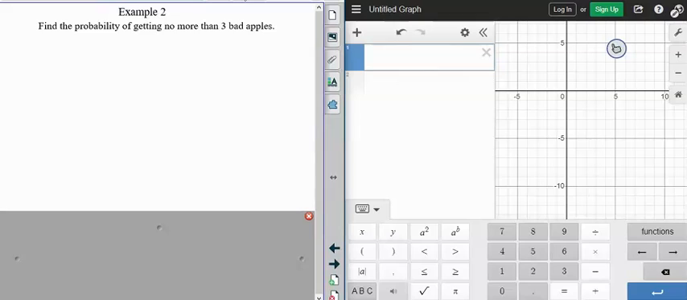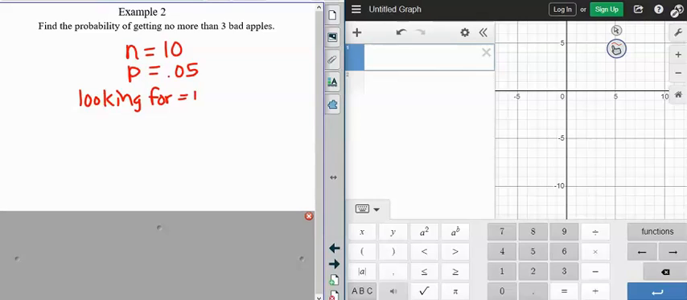So before we actually get into work, we're going to pull these back, because that's the same ones that we had for example 1. And we're using that for example 2, and we're going to use it for example 3. All right, so it says find the probability of getting no more than 3 bad apples. So here, what we're looking for, and I didn't do this for example 1 because we had other work to do. So this time we already have the P and the N, so we're going to do this part.